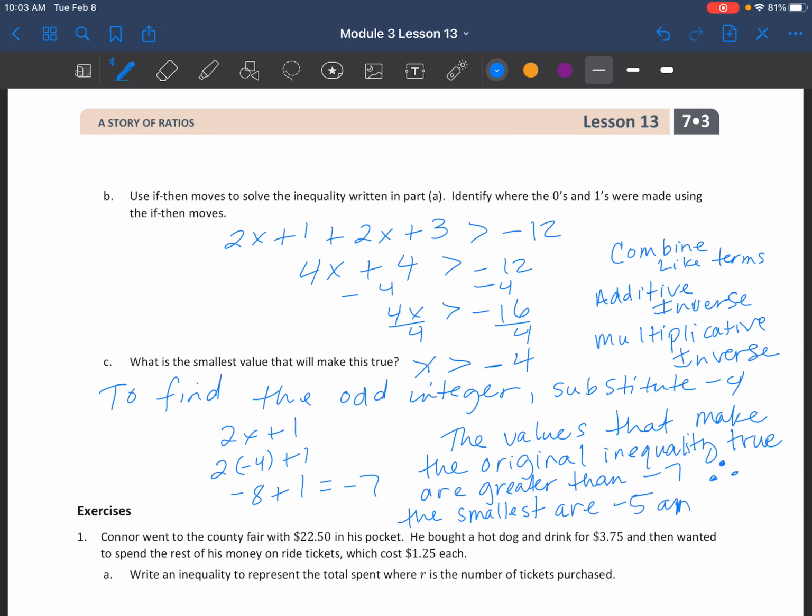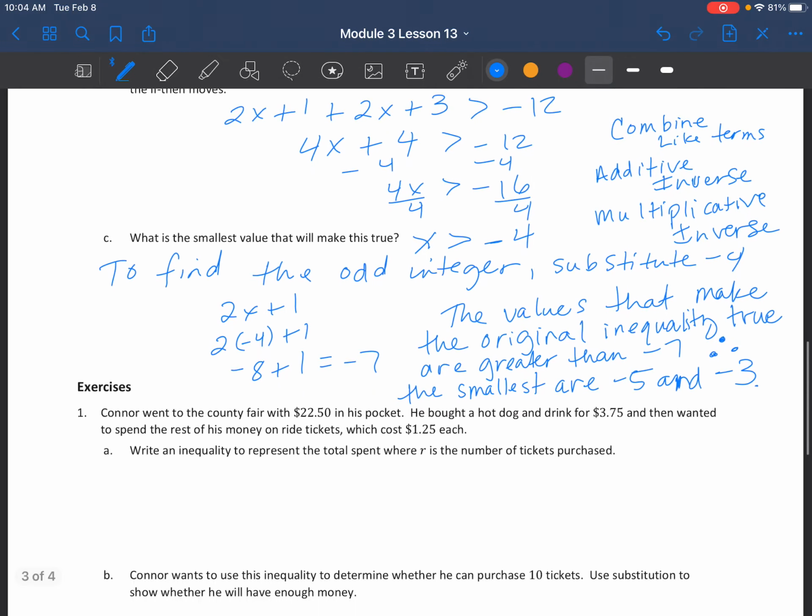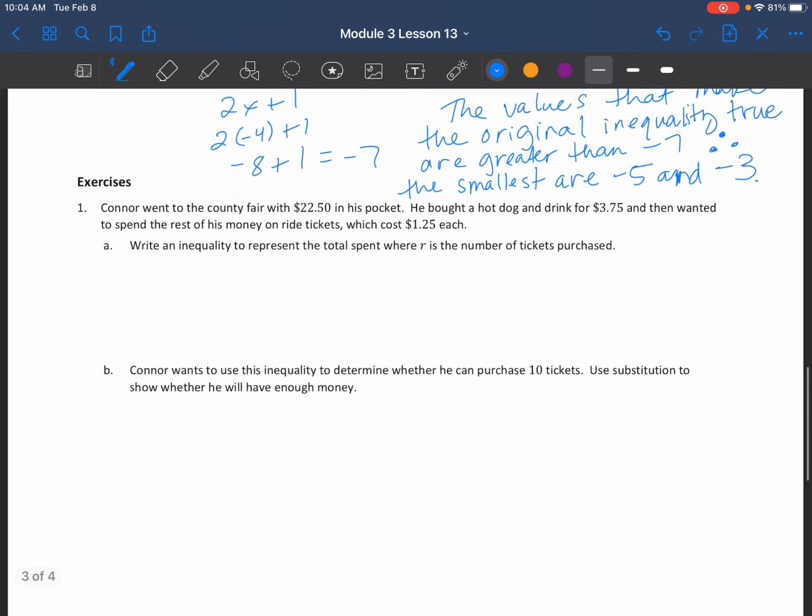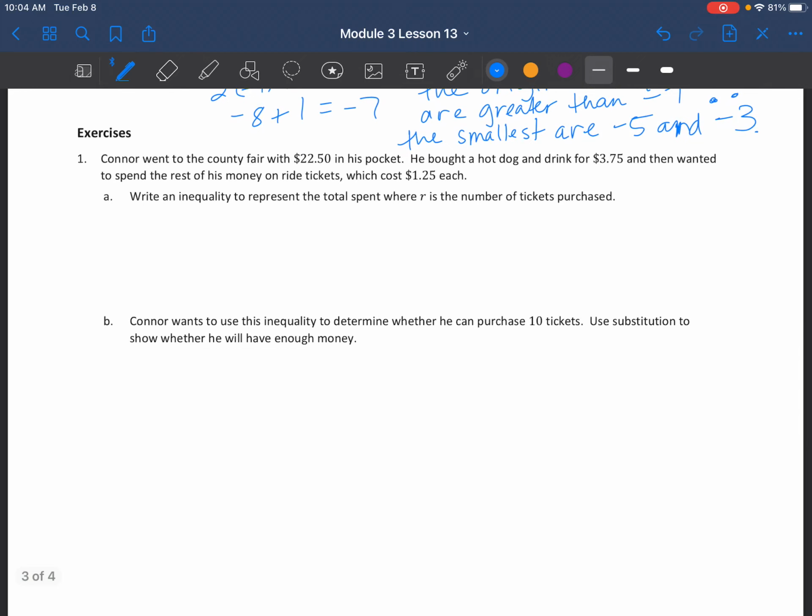Therefore, I don't know if you guys remember this little triangle I taught you. Therefore, the smallest are negative 5 and negative 3. All right, let's go do a couple exercises.